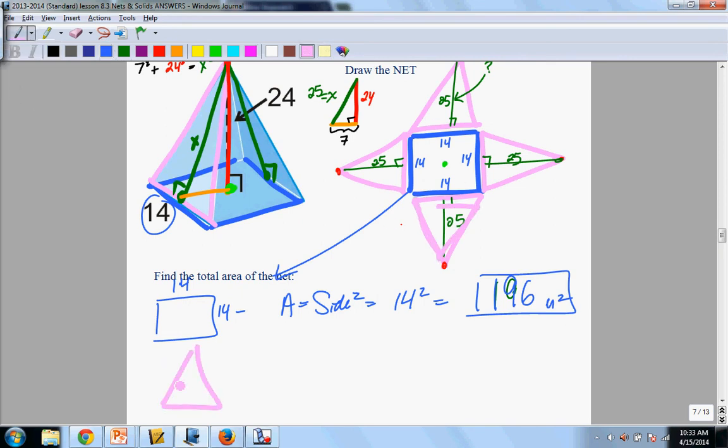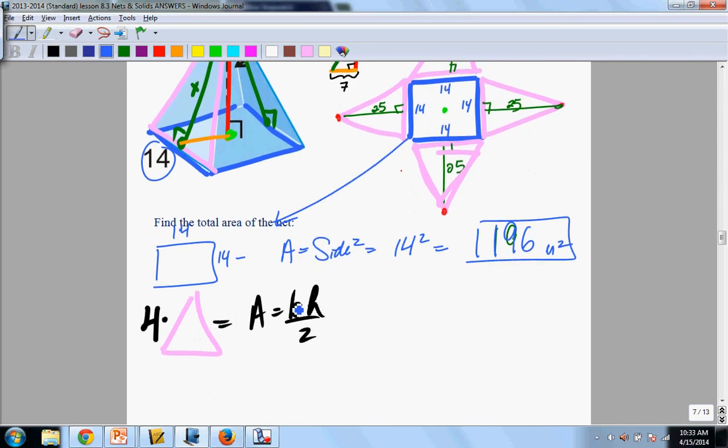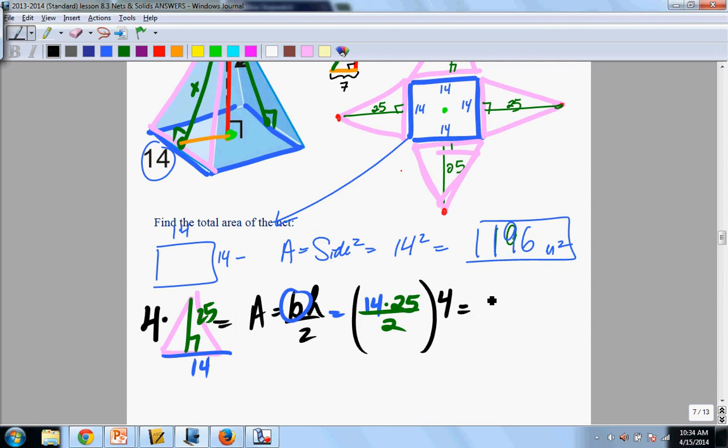Now, let's pull over one of these triangles. We only need 1. So there's your triangle, but we have 4 of them. Follow with me, guys. Ready? Area equals base times height over 2. In this case, our base is 14. Our height of the triangle we just found out is 25, over 2, but we have 4 of them. Okay? Get me that number. And if you're really on top of it, you're going to do it without a calculator. Yeah, you can do it.